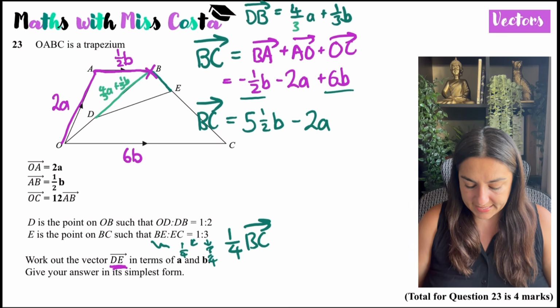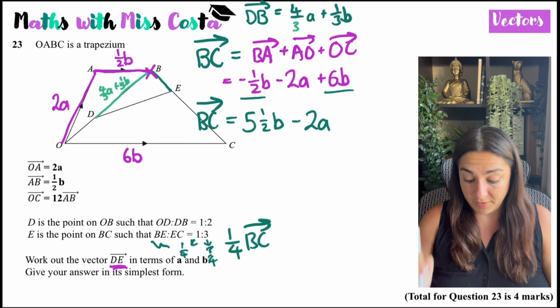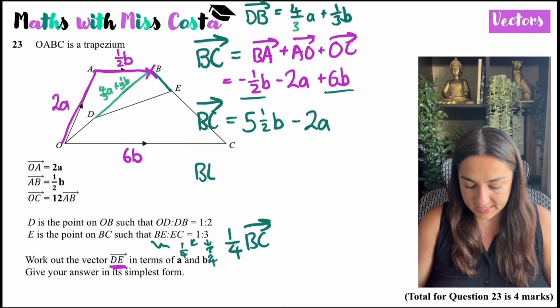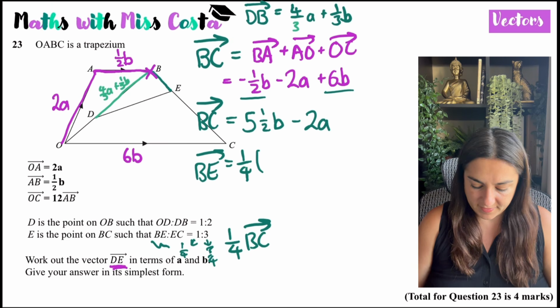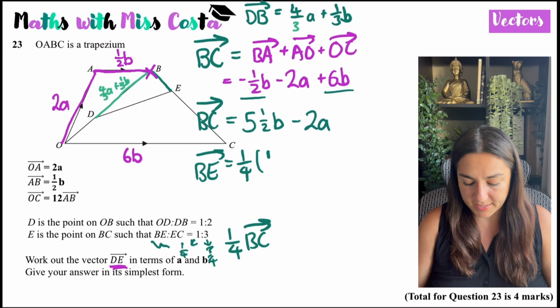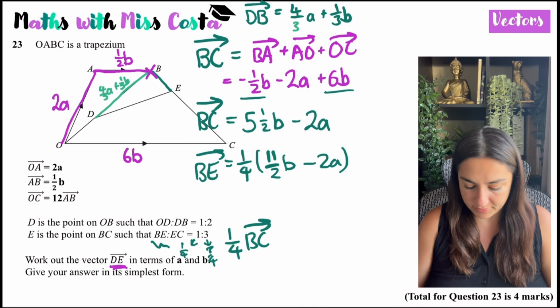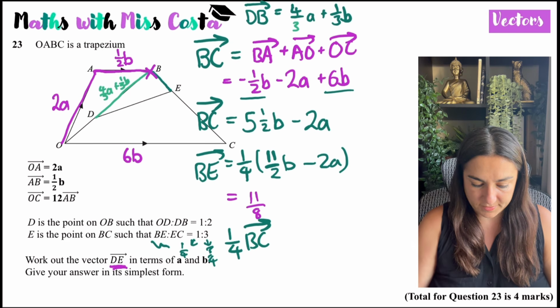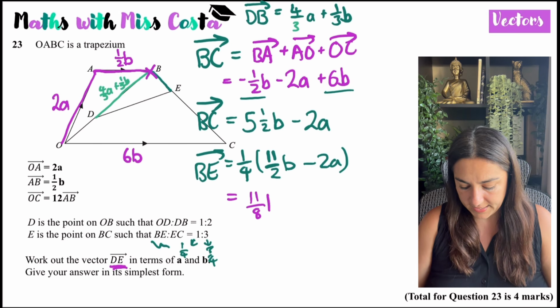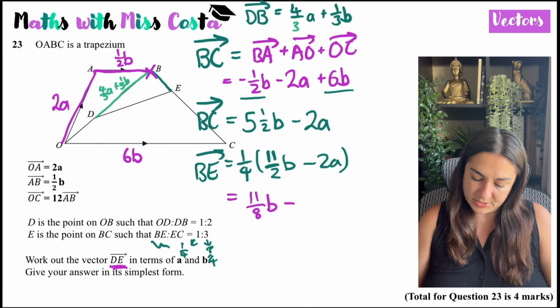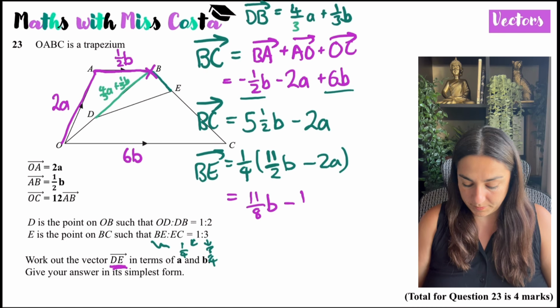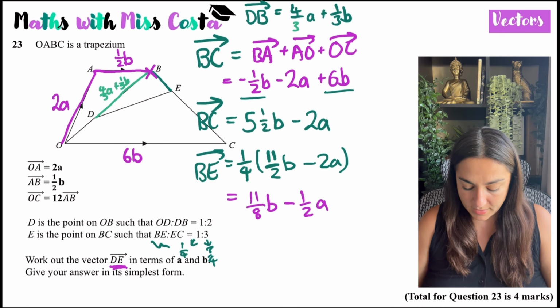So BC is 5.5B minus 2A, and BE is going to be a quarter of that. So let's actually turn that into a fraction. So 5 times 2 is 10 plus 1 is 11. So that would be 11 over 2 B minus 2A, all times a quarter. Let's multiply out the brackets. That would be 11/8 B minus 2 over 4, which would be a half A. So that's what BE is.